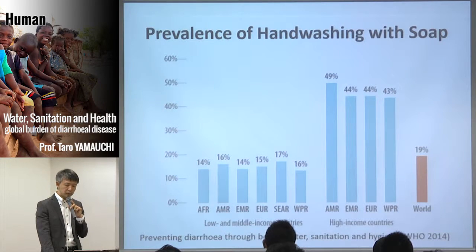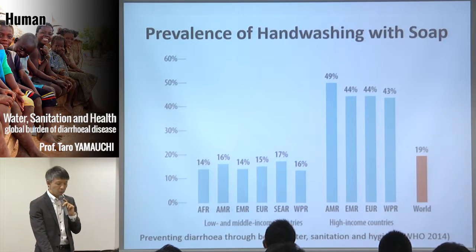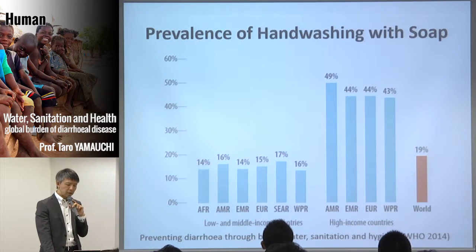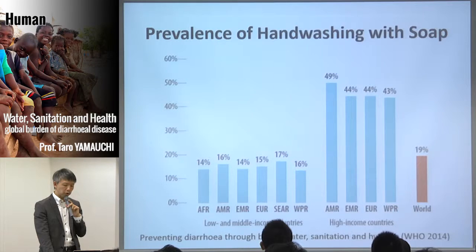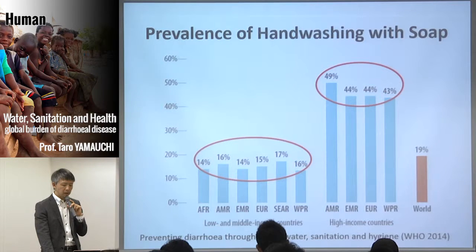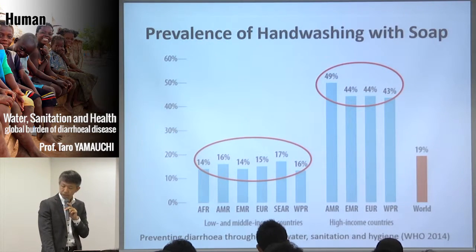Based on 42 studies conducted in 19 countries, the hand washing prevalence in countries and regions was estimated using multi-level modeling. Globally, 19% of people were estimated to wash their hands after potential contact with excreta. On the right, hand washing prevalence is generally higher in high-income countries than in the low and middle-income countries, around 15%.